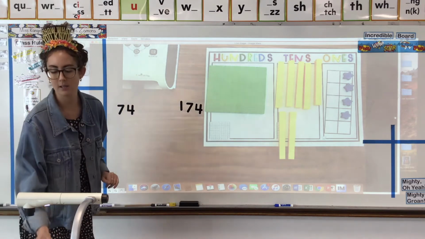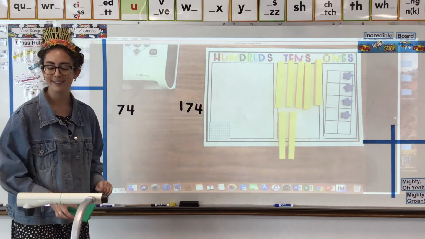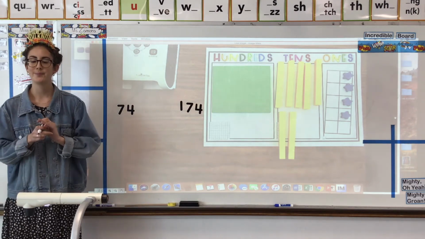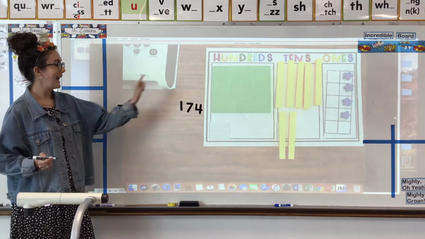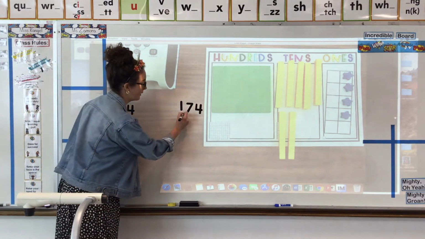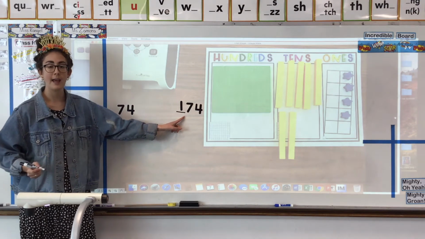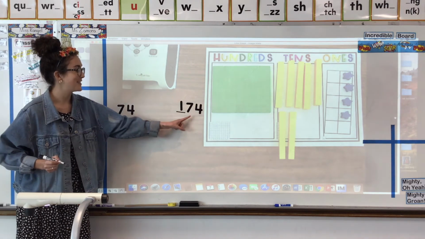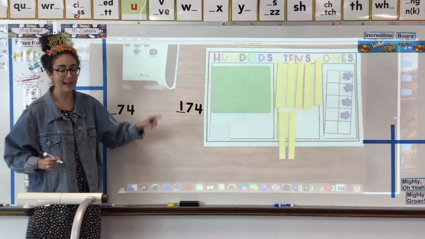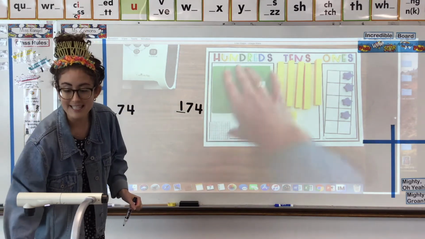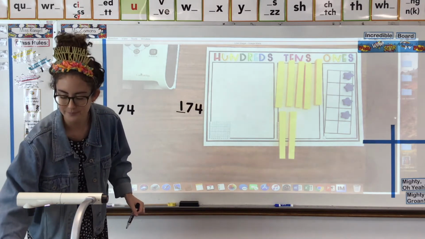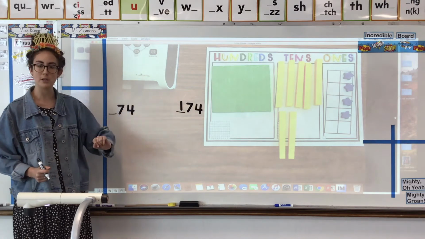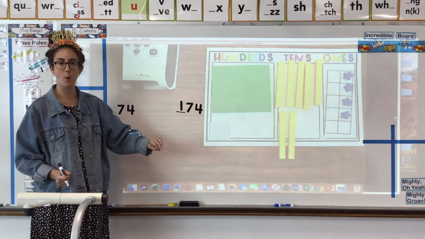Okay, so how is 74 different than 174? What's different, second grade? 74? 174. What's different? In 174, there's 100. That is not in 74. So 174 has an extra 100 that 74 doesn't have. And if we added value, there's now 100 more.